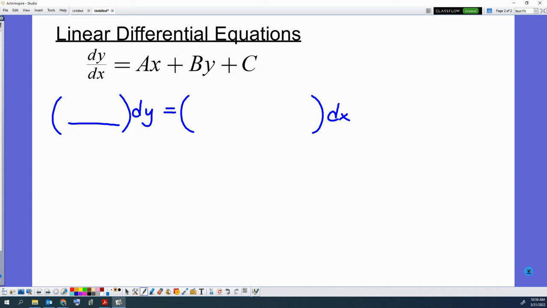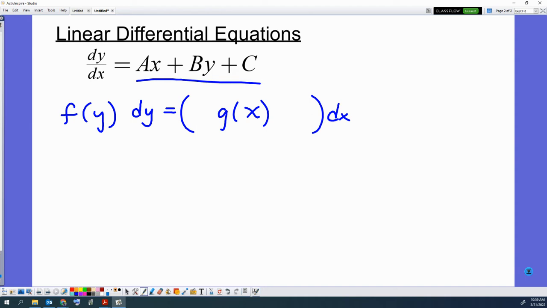You have to get something like f of y dy on one side, and on the other side, g of x dx. You have to be able to get a function of y times dy, a function of x times dx. You can't get that from this.